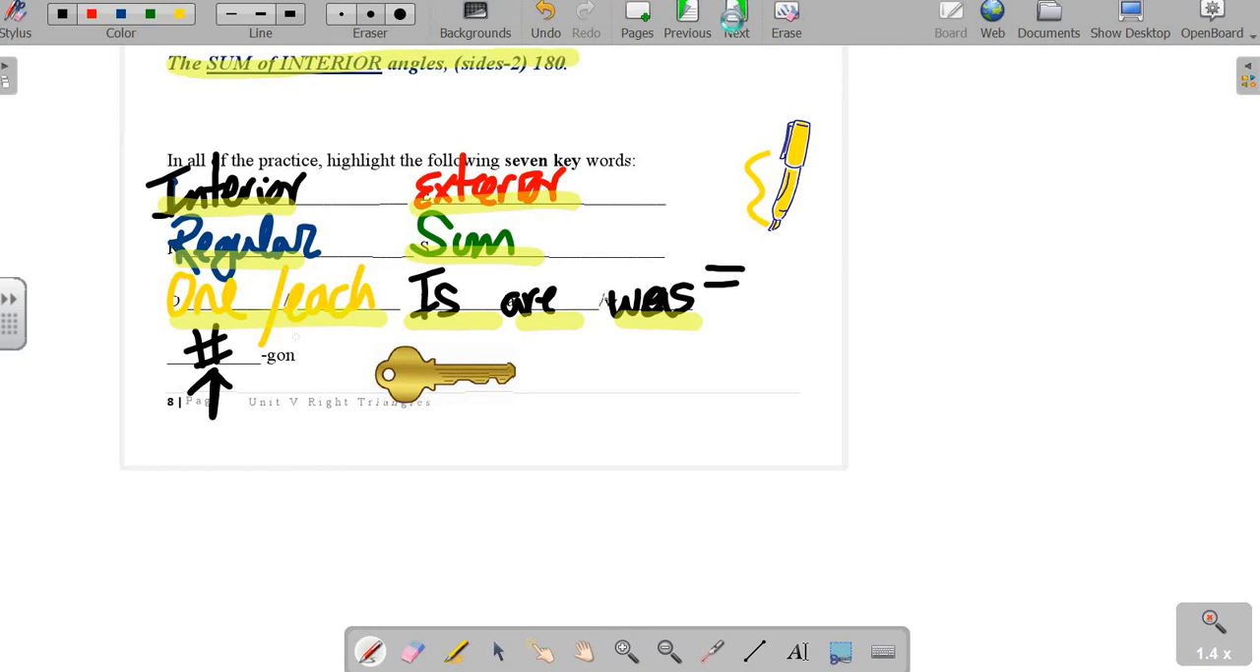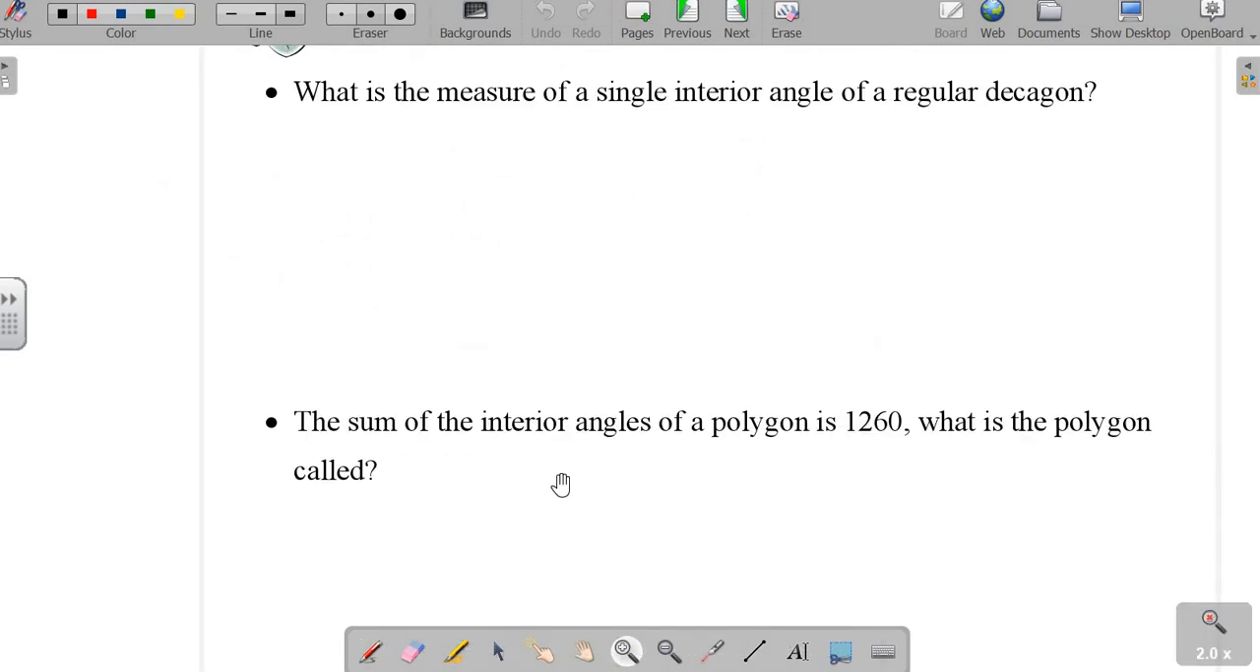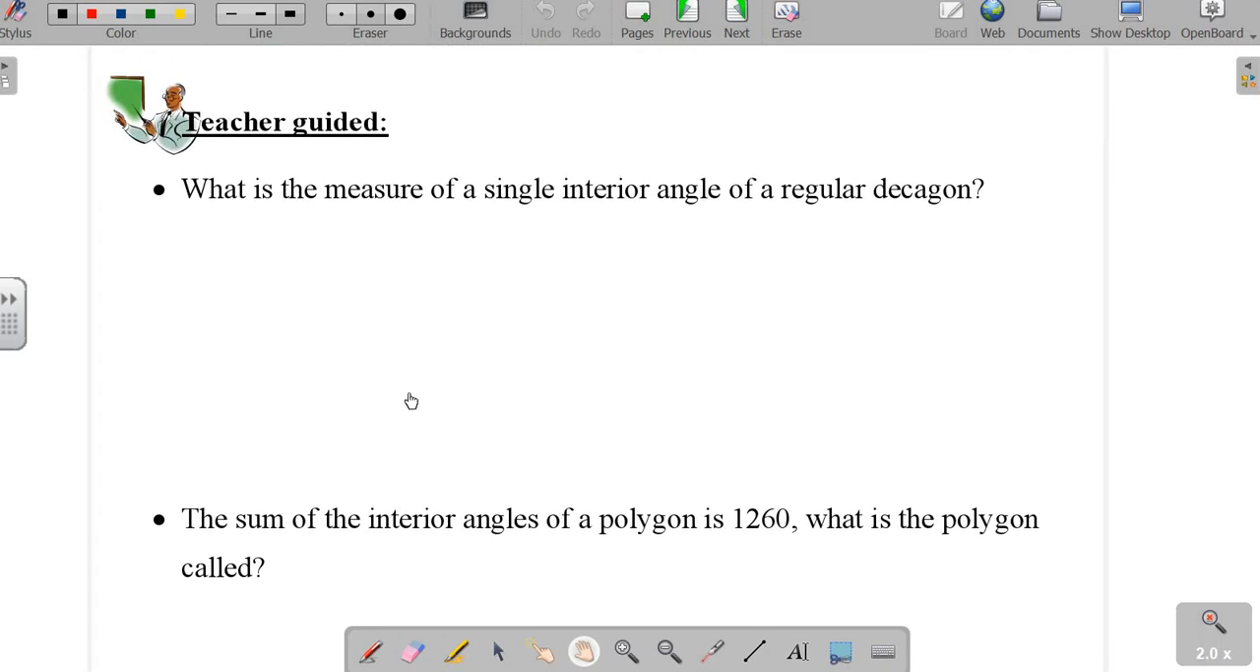I'm going to walk you through 3 problems. I'd like you to put your finger right here. Number 1, you're going to read aloud with me. Ready? Read. What is the measure of a single interior angle of a regular decagon? Let's underline our key words here. The word single is important, interior, regular, and decagon.